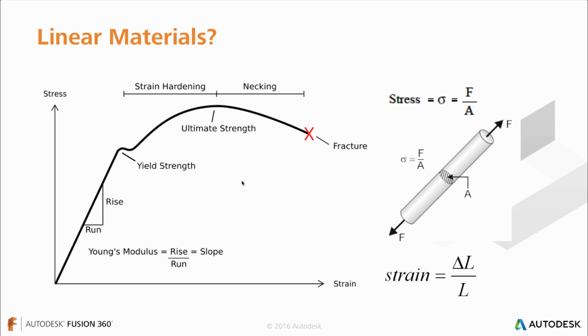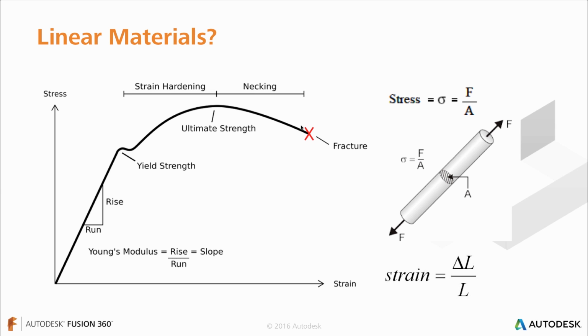Okay, so what do I mean by linear materials? Because if you think about any ductile material like steels, aluminums, their stress strain curve will look something like this, right? So there's this initial rise for the stress strain curve, and then at some point it will hit a yield point, and the behavior of the material will change at that point. So things will start to stretch and things will start to bend, and it'll actually get stronger at some point before it finally reaches its ultimate strength and fractures.